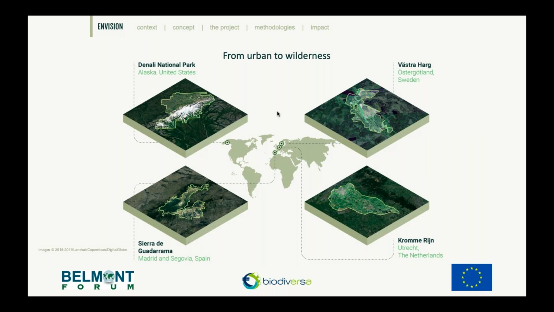We're working in 4 areas: Denali National Park in Alaska, Västerhaga area in Östergötland in Sweden, the Sierra de Guadarrama area of Spain, and the Rhine region of the Netherlands. And we can sort of see this on an urban to wilderness gradient, where Rhine near Utrecht represents more of an urban protected area. Sierra de Guadarrama is a peri-urban protected area system. Västerhaga is more agriculture and rural, and Denali is wilderness.